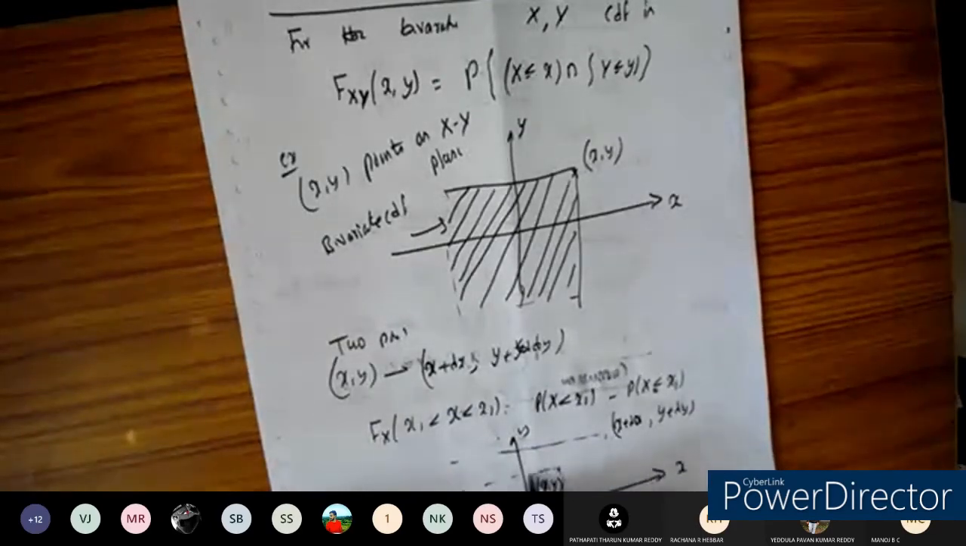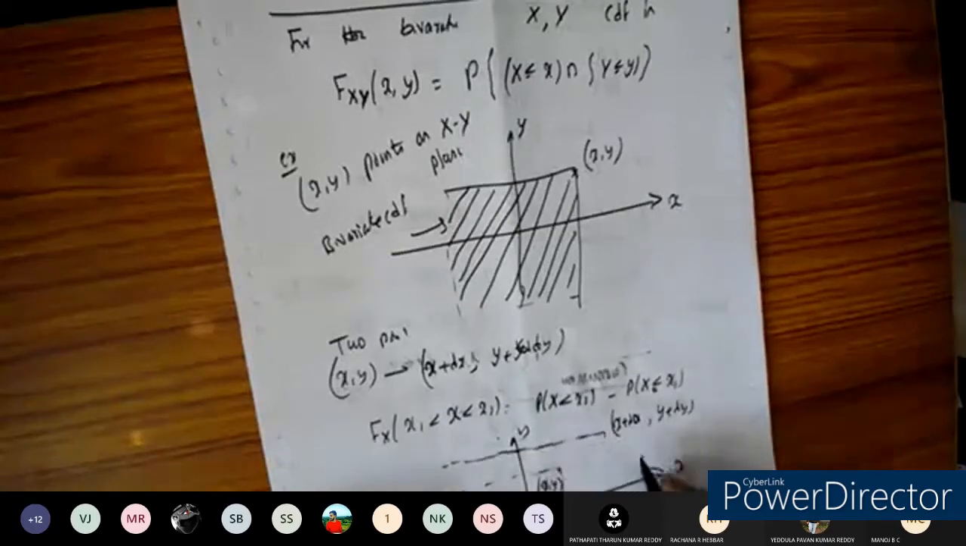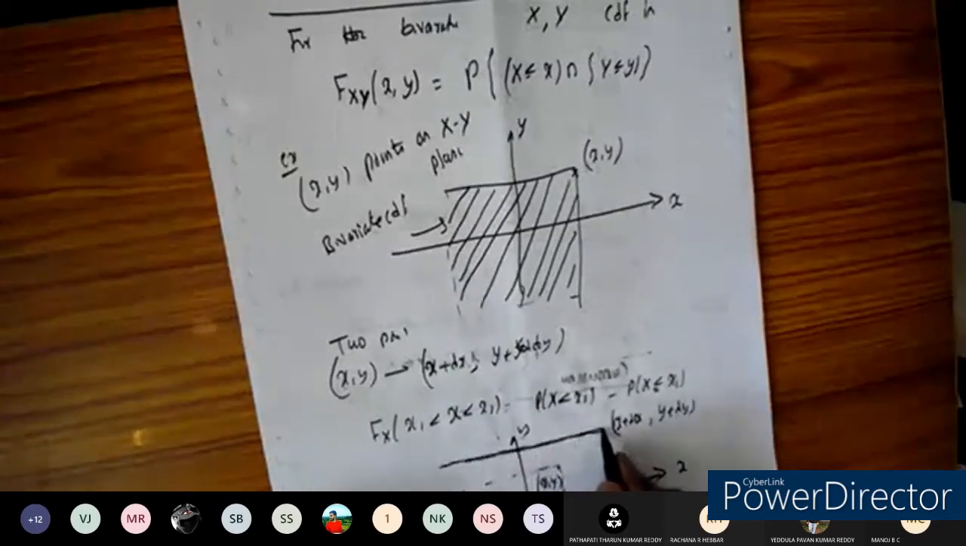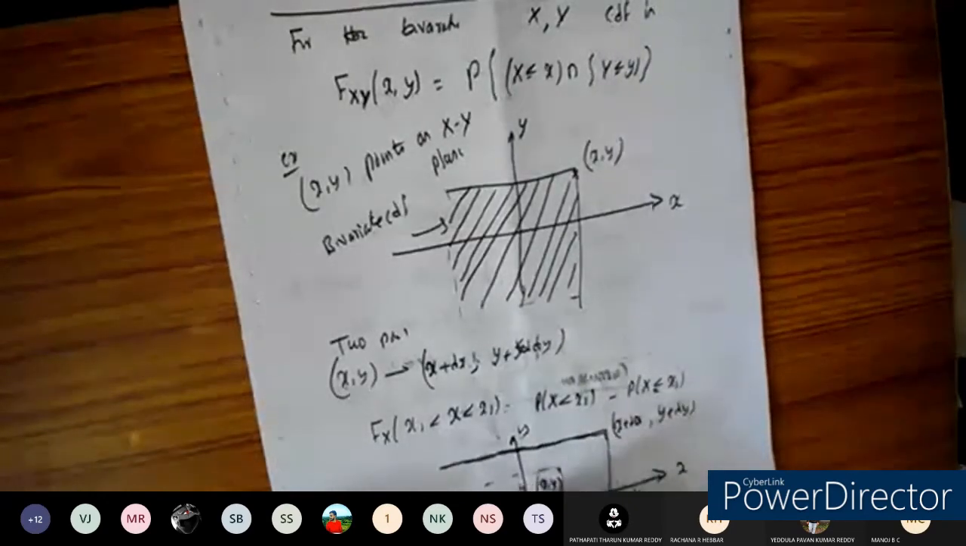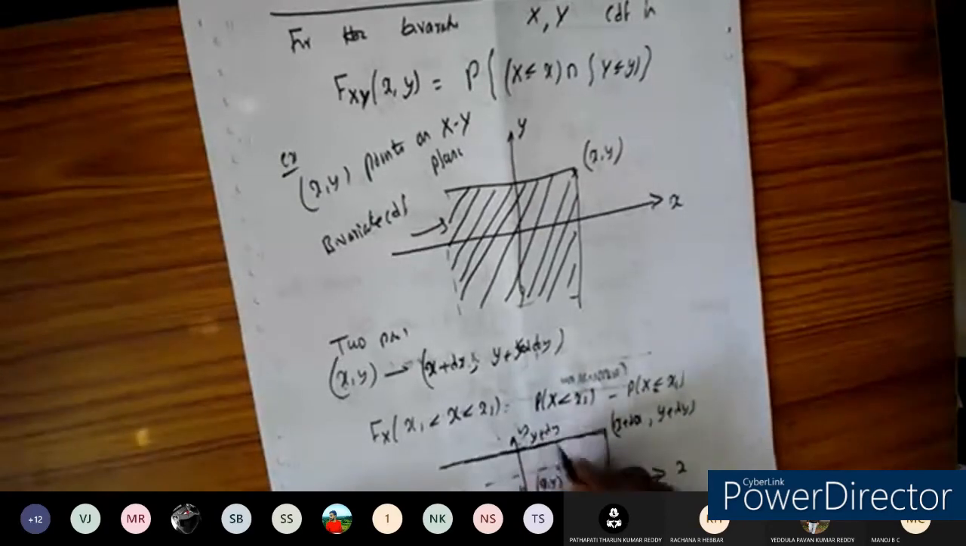So this is the value of y, this is the value of x, and x plus dx is this value here. So this is x plus dx, this is x, this is y, and this is y plus dy.